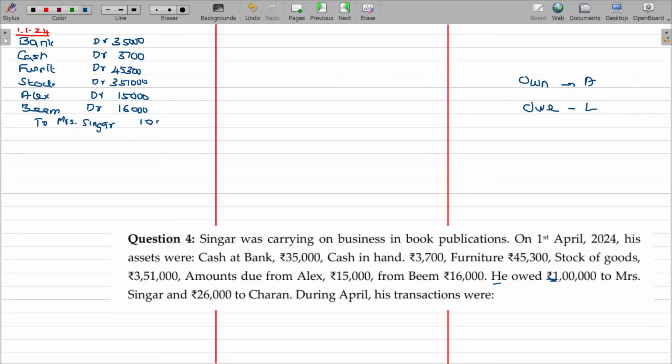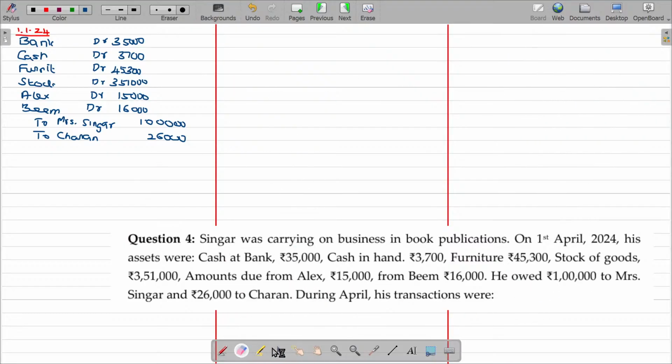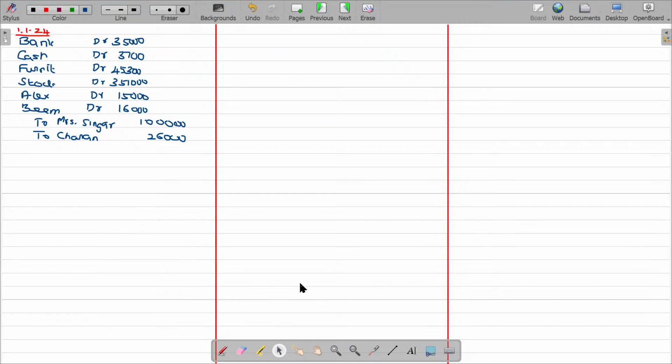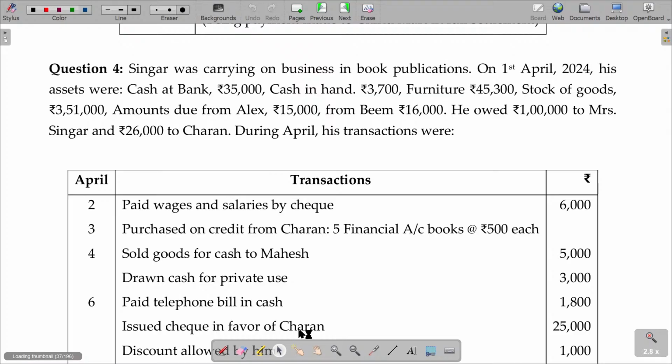Not only that, there is one more owing to Charan. This value being 26,000 to Charan. During April, his transactions were. So now we have passed the journal entry for what? Opening, assets and liabilities. Now we have to start posting all the transactions here.